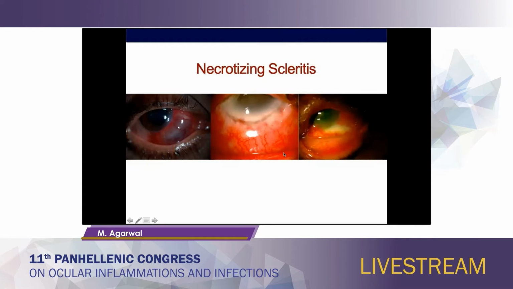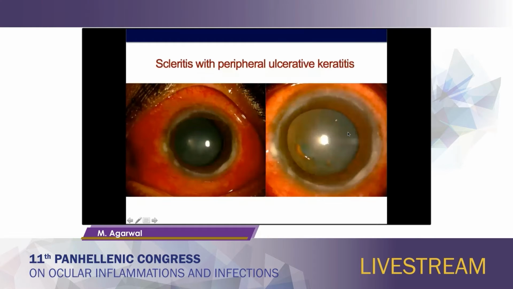It can also present as necrotizing scleritis. Here's a patient with immune-related necrotizing scleritis. In the next two slides, this is a tuberculosis patient and a patient with fungal scleritis.